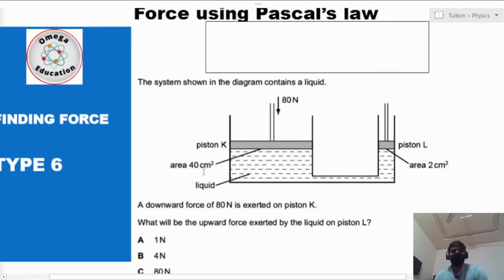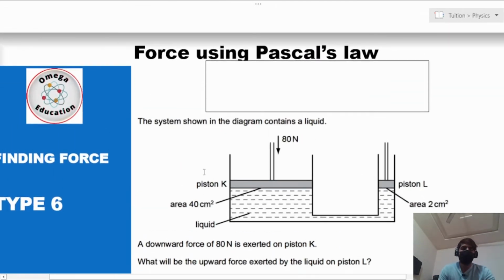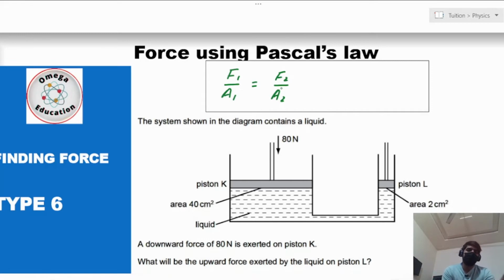Alright, the next type, number 6, is calculating force using Pascal's law. The mathematical expression is F1 over A1 equals F2 over A2. In simple words, this equation means the pressure on one side equals the pressure on the other side, so P1 equals P2, which is Pascal's law. Now if you exert pressure on one side, it would be transmitted equally in all directions.